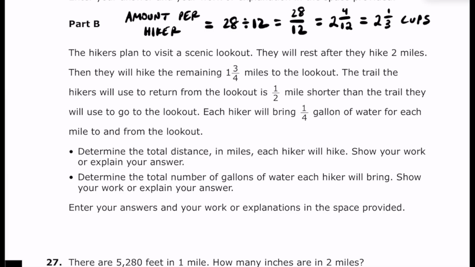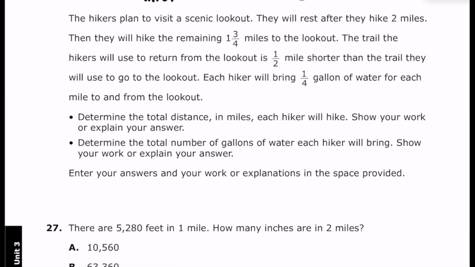It says determine the total distance in miles each hiker will hike, show your work or explain your answer. Determine the total number of gallons of water each hiker will bring, show your work or explain your answer. Enter your answers, work, or explanations in the space provided. So again, you would have a bigger box to make this a little bit more thorough. I'm going to try to do my best here with the space we have.